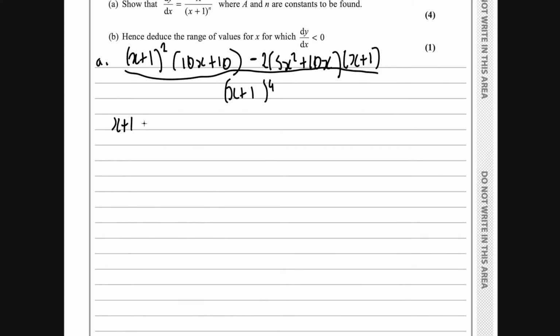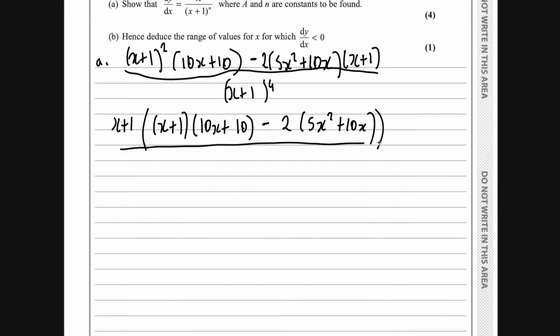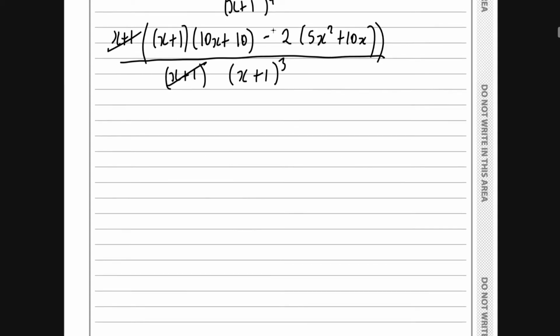So I'm going to be putting x plus 1 outside, and I'm going to be timesing that by x plus 1, timesing that by 10x plus 10, and that is obviously subtracted from 2 times 5x squared plus 10x, where we've taken this out. And obviously I'm going to be applying the same to the denominator. And we're going to be cancelling this out. So now what we're left with is something a little bit tidier. And I'm going to proceed by multiplying these simple brackets and expressions out.